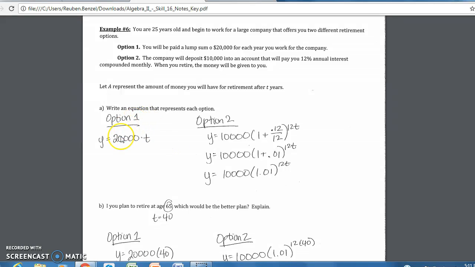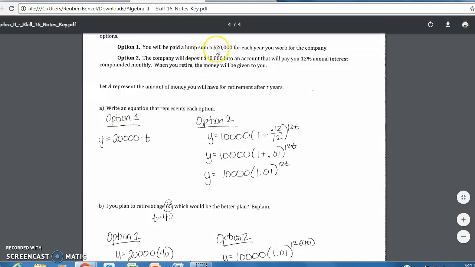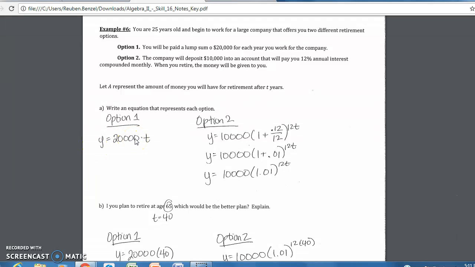We're going to write an equation that represents each option. If you get $20,000 a year in retirement monies, that's going to be 20,000 times T. Just a nice straightforward linear function because you are guaranteed that $20,000. And then for option 2, we start at 10,000, we put that in, and then we do 1 plus 0.12. It's compounded monthly, so 12 times a year, so we're going to divide by 12. So we have 1.01 to the 12t.